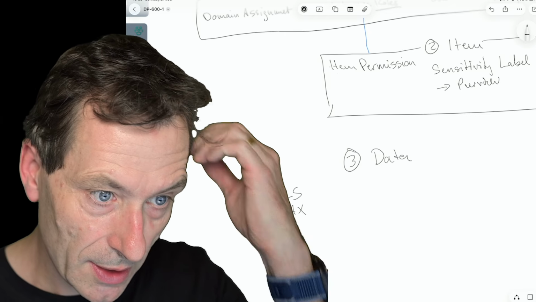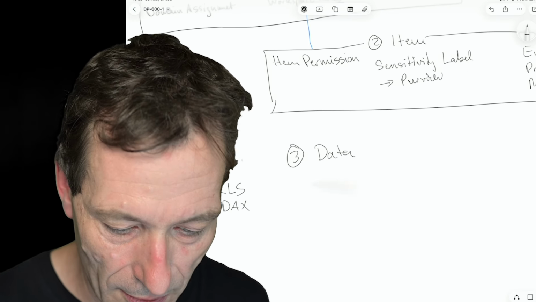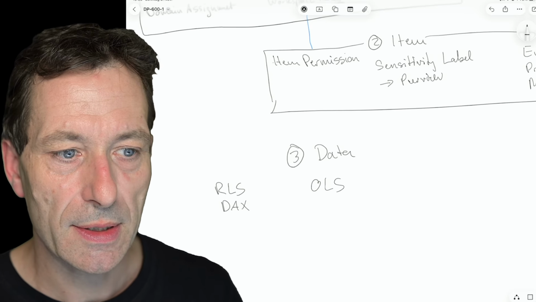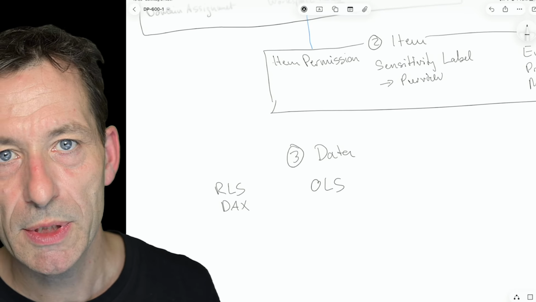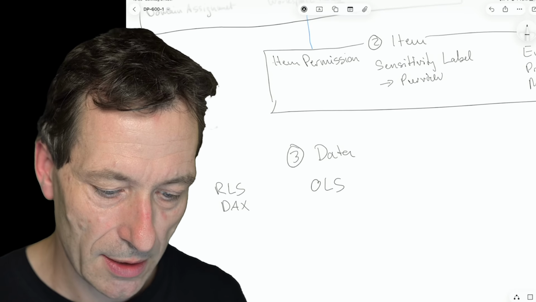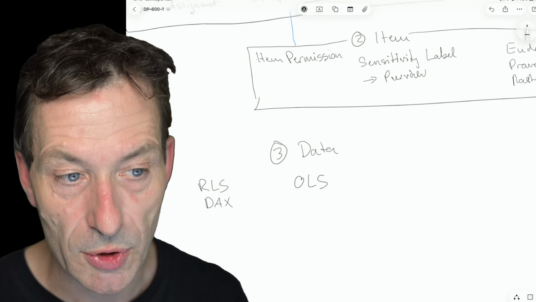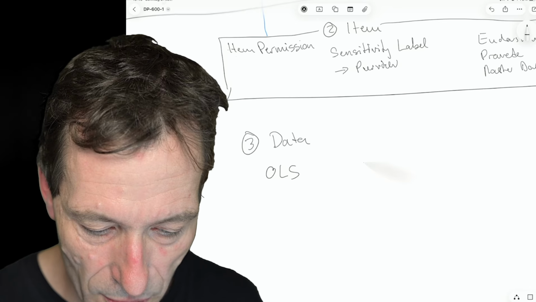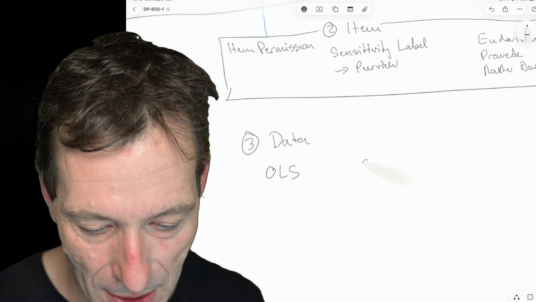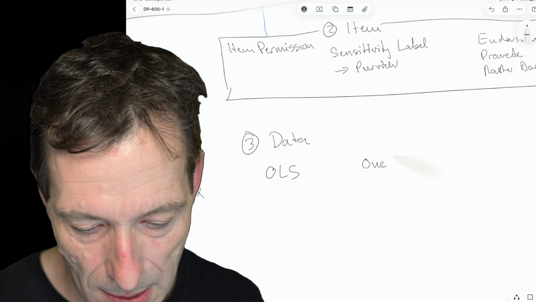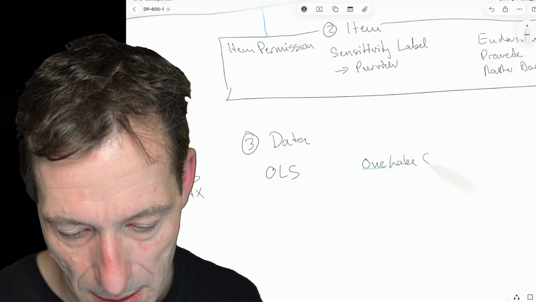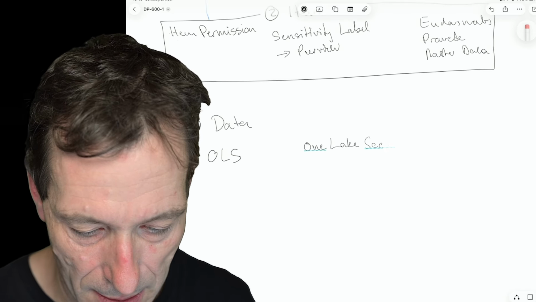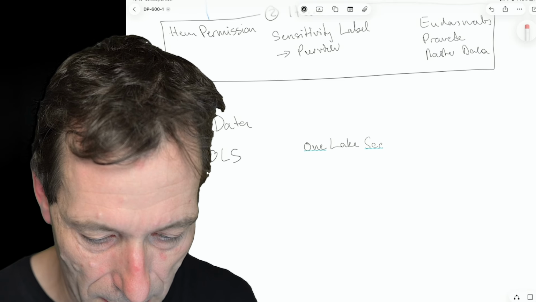And the second thing that you have is object level security, OLS. Well, you can hide tables, you can hide columns based on permissions, right? And then you have OneLake security. That has the same abbreviation. So let's say OneLake security. That's not nice. It's not nice. Security.